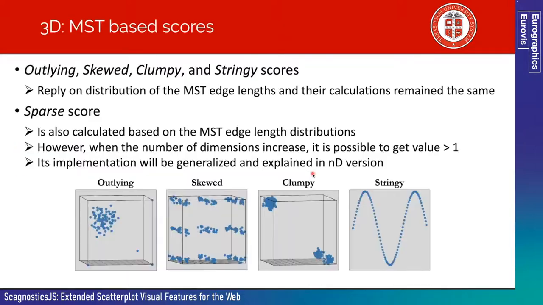3D implementations. For 3D implementations, MST-based scores such as outlying, skewed, clumpy, stringy scores rely on the distribution of MST edge lengths, and the conclusions remain the same as in 2D implementation. The sparse score is also calculated based on MST edge length distribution. However, when the dimensions increase, it is possible to get values greater than 1 for this score. That's why its implementation will be discussed later in the ND version. For outlying, skewed, clumpy, and stringy, these are 3D typical scatter plots for them.